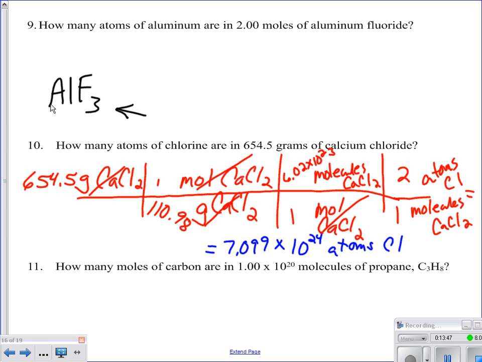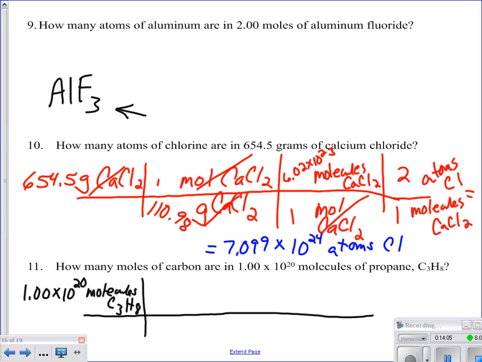And now we're going to finish this up by doing number 11, and it says how many moles of carbon are in 1.00 times 10 to the 20th molecules of propane, C3H8. And so for this, there's a little trick to this at the end also. We know that we're starting with molecules of propane. We don't want it in molecules, so that's going to cancel out. We put it at the bottom. And you know, if you were to look at your mole map, you would see that you can always go from molecules to moles. 1 mole of any compound is equal to 6.02 times 10 to the 23rd molecules of that compound. So that's where we've got it at right now.